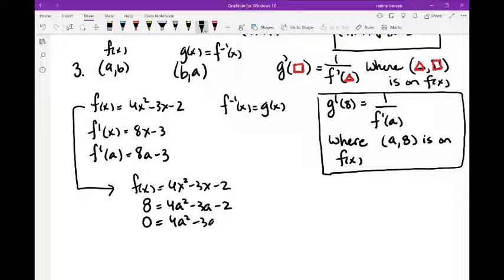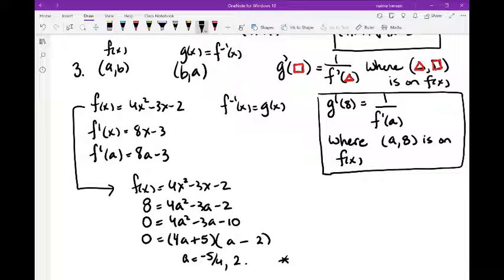4a squared minus 3a minus 10 multiplies to 40, adds to negative 3. I guess that's 8 and 5. So what we're going to end up with... that doesn't make 8 and 5. Well, that was a bit of a whoops. 8 and 5, much better. Okay, so negative 8 and positive 5. And so I get my a value to be negative 5 over 4 or positive 2.